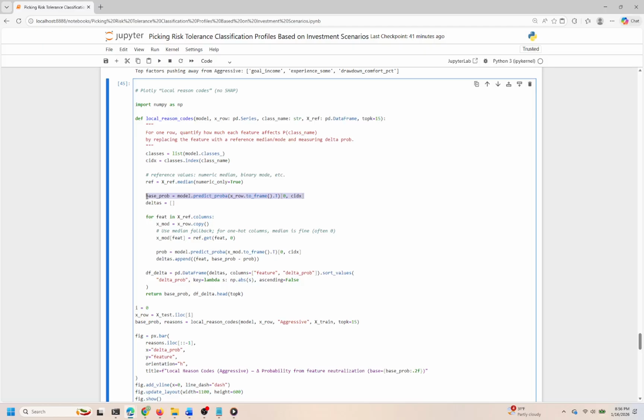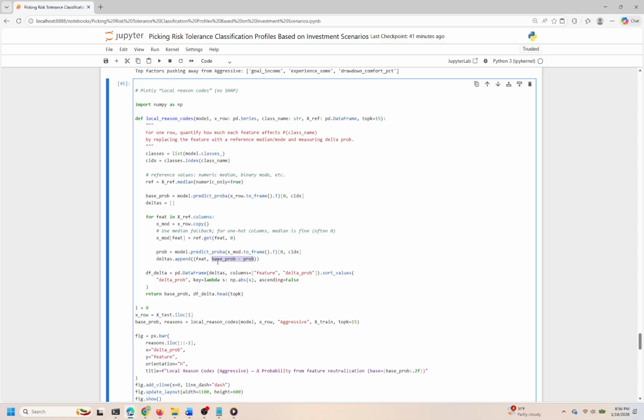For each feature in the dataset, it creates a modified version of the input row where the particular feature is set to its reference value. This change lets us observe the difference in predicted probability, revealing how important each feature is in driving the model's prediction. The differences in probability, or deltas, are collected and then sorted to highlight the top influencing features.